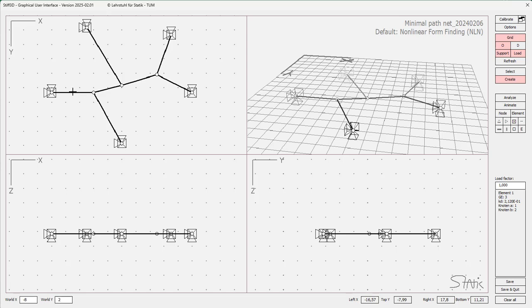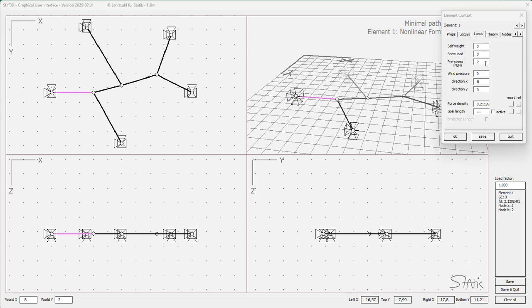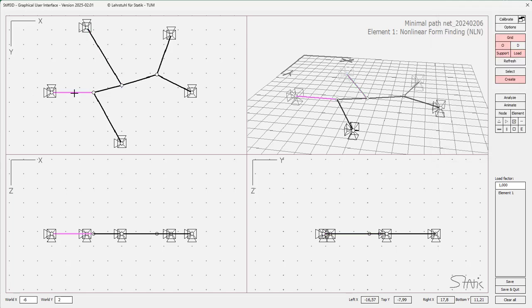Let's take a look at the data. All of the elements, there we give the goal force, pre-stress force as 2. In this case the force density is not of importance, this number. And if we just look at all the other elements, 2, 3, 4, 5, 6 and 7, indeed all of these elements have the same prescribed value, which is supposed to be 2 at the end of the iteration.